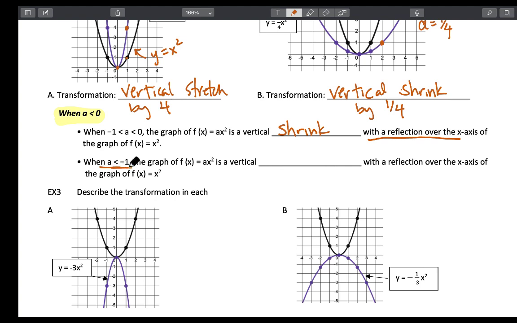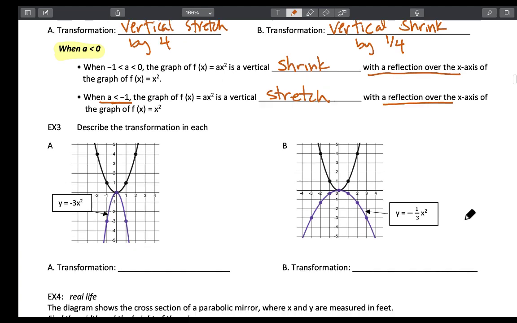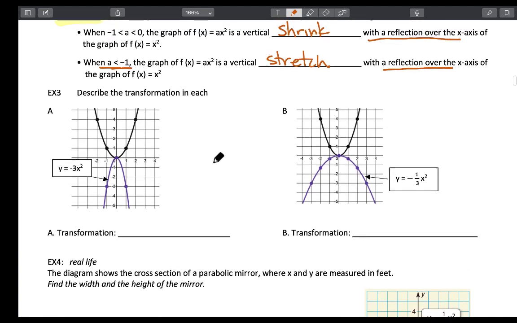Now, our next one here is when a is less than negative 1. So think negative 2, negative 3, negative 4.5. This is now going to be a vertical stretch, and it's also going to come along with a reflection over that x-axis. So similarly to the previous one, we're going to do a couple of examples. We've got to describe each transformation below.